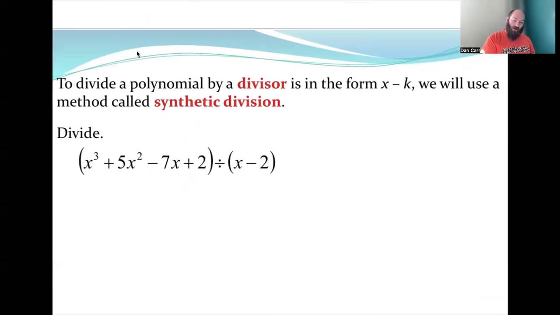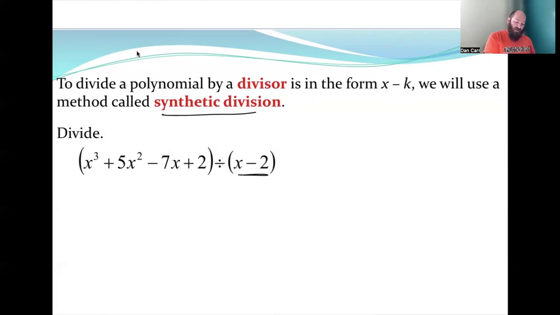One other thing we want to talk about here is dividing with polynomials. So that's our last operation. We've done adding, subtracting, and multiplying. Now let's do division. We're going to just focus on what's called synthetic division. It has a very specific way to write it out.